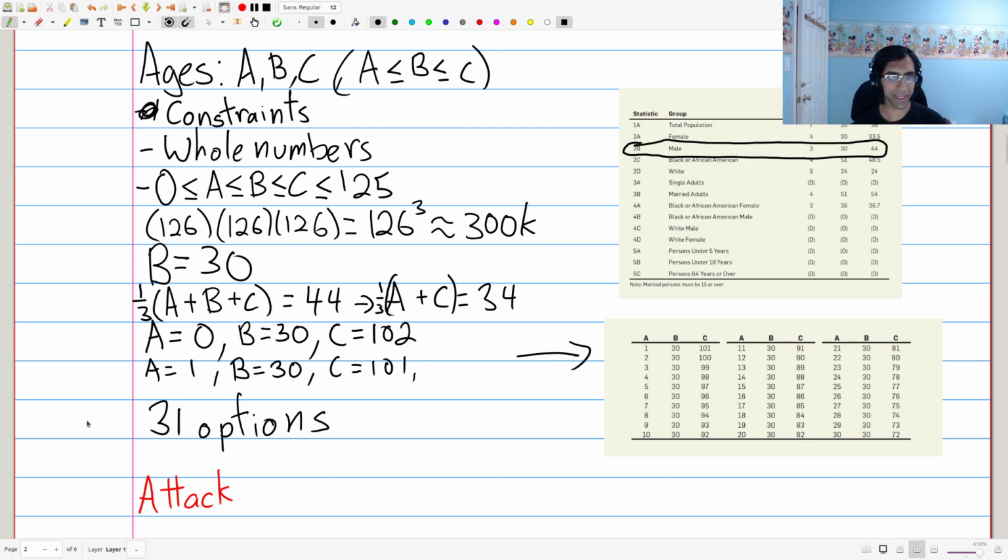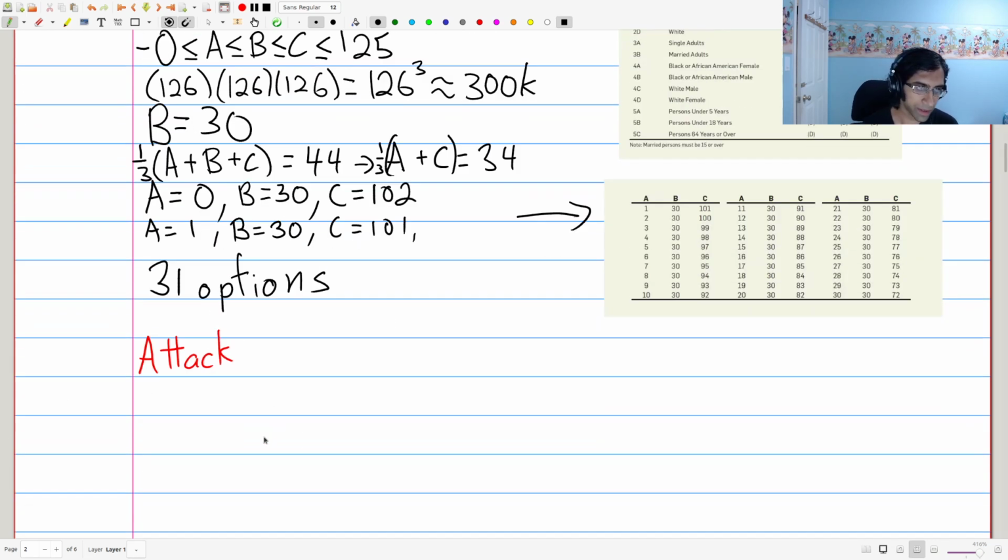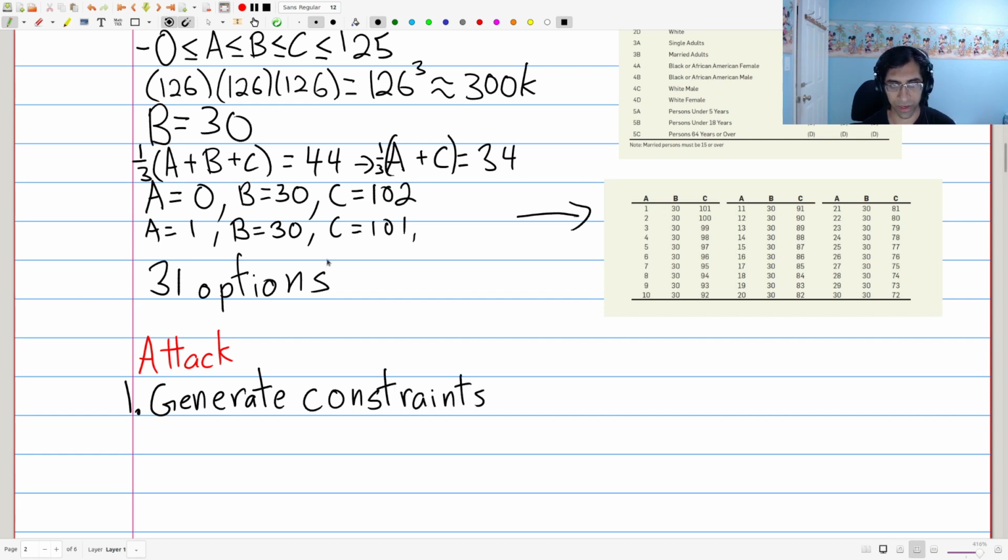So an attack in this setting takes the following form. It's rather simple, in the sense that all you do is generate constraints which are implied by the statistics. For example, 2 constraints that we generated are B equals 30, and 1/3 (A plus C) is equal to 34. So simply generate all these constraints. And then the second step of any attack is to find a feasible point.